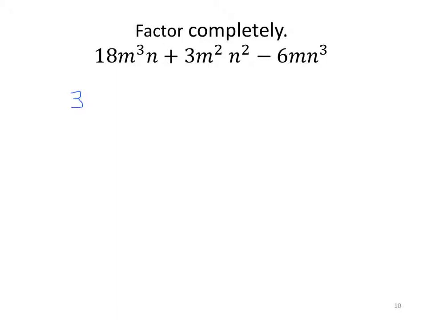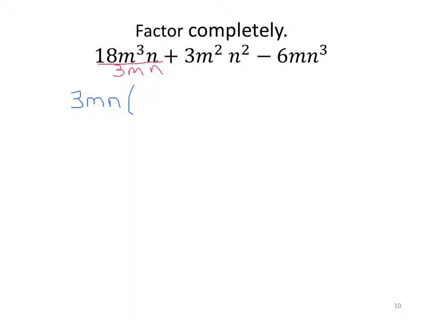And then let's look at the variables. We have m cubed, m squared, and m. You can pull out the variable with the lowest degree. And then n squared and n cubed, you can pull out an n. So what do you have left? The way you tell what you have left is you divide everything by what you just pulled out. So you do that in all of the cases, here and here as well.